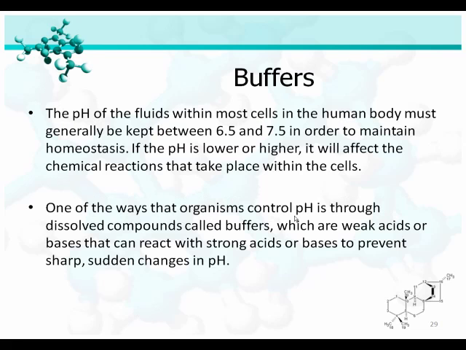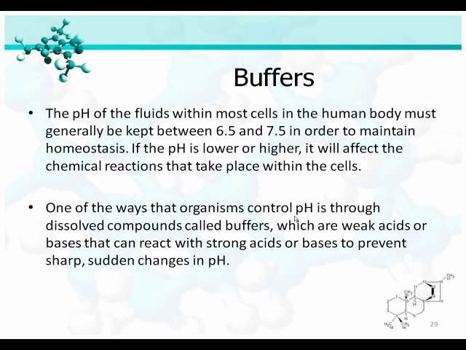The pH of the fluids within most cells in the human body must generally be kept between 6.5 and 7.5 in order to maintain homeostasis. Homeostasis is the balanced state that the body tries to maintain. If the pH is lower or higher, it would affect the chemical reactions that take place within the cells.